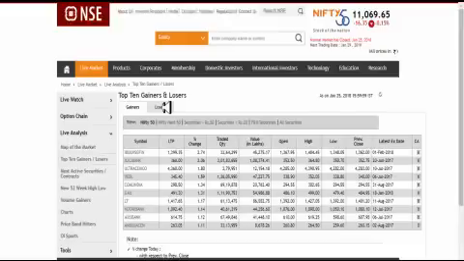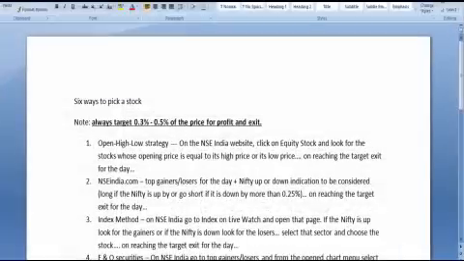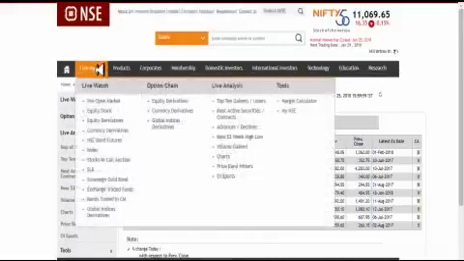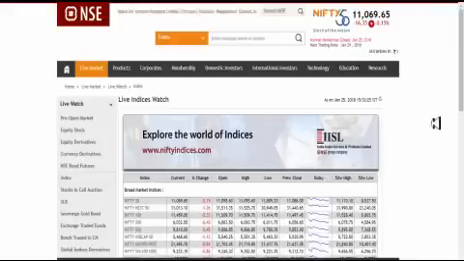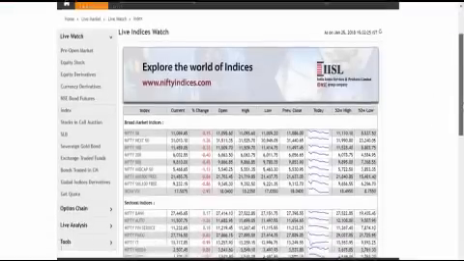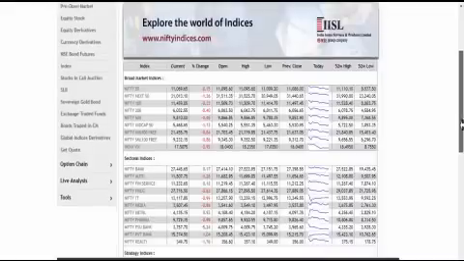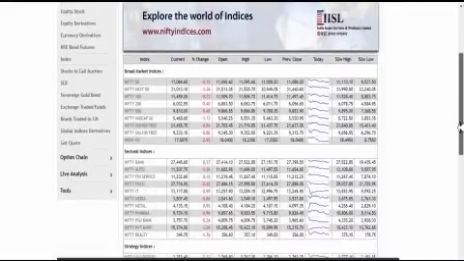Now the third strategy, let me look at my document, index method. Okay, now here again on this NSE website, you go to live market, live watch, and go to index. Okay, now here the index opens up and you can see that since it was a downtrend today, all the scripts are showing red only. Okay, it really doesn't matter.